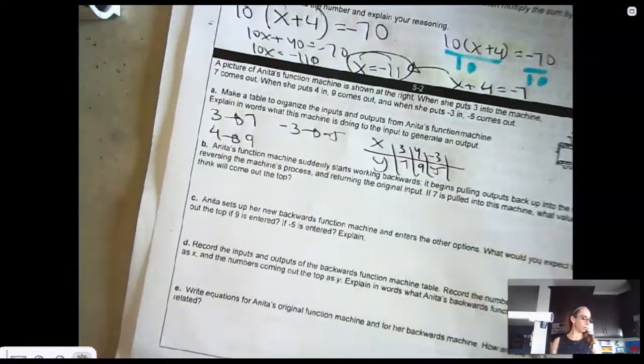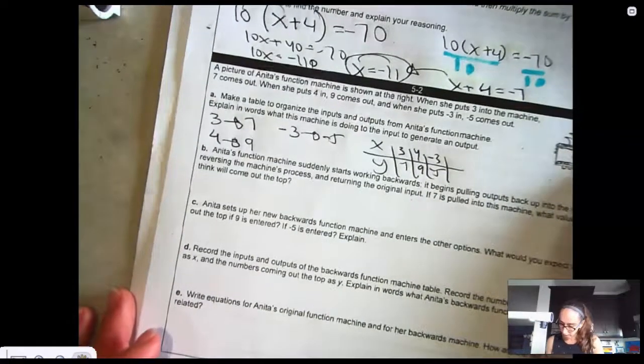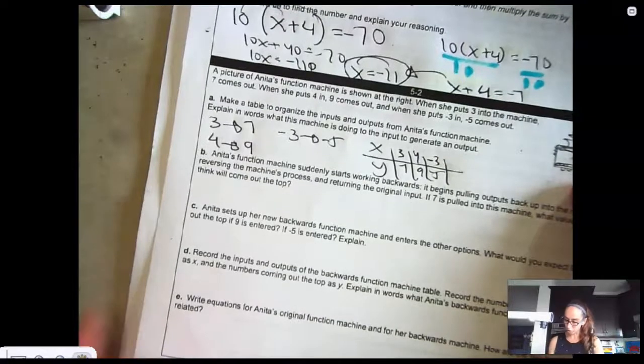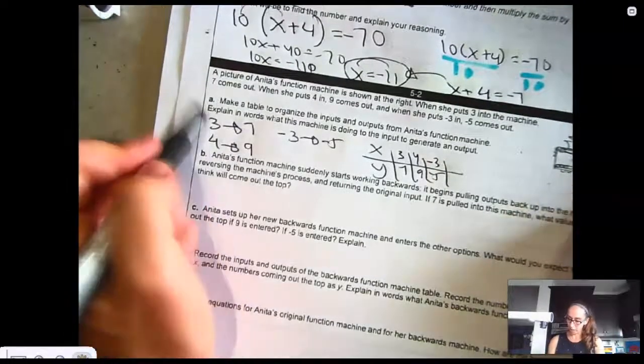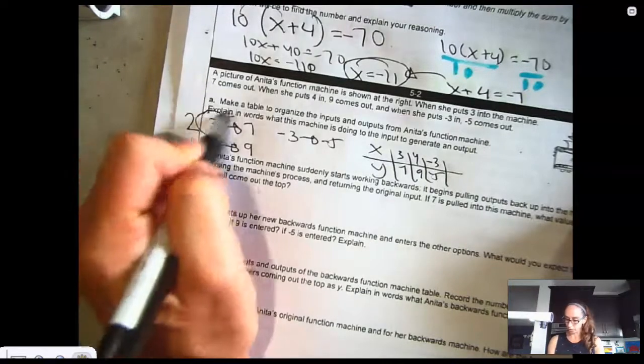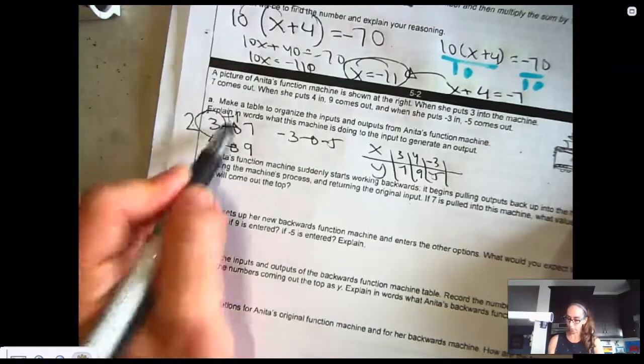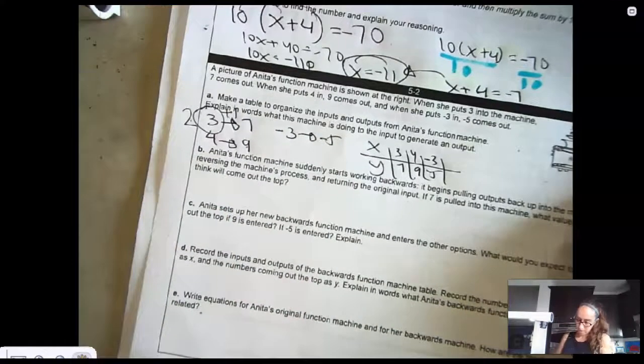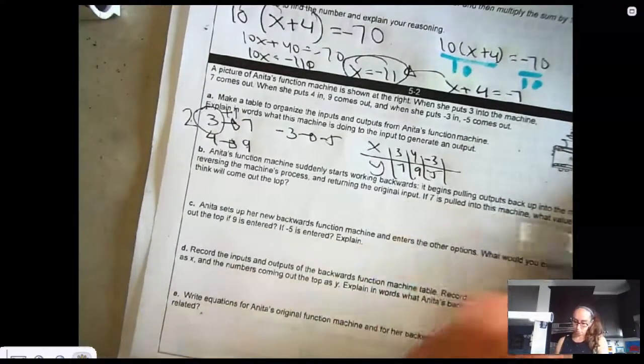Okay. This is kind of one of those things where it's a puzzle. You either see it or you don't. But let's see. Explain in words what this machine is doing. This machine is taking this number, multiplying it by 2, and then adding 1. Let's see. 2 times 4 plus 1. Great. Now they want you to go backwards.